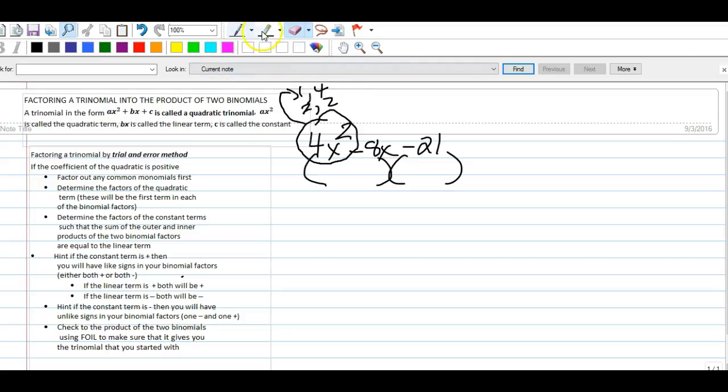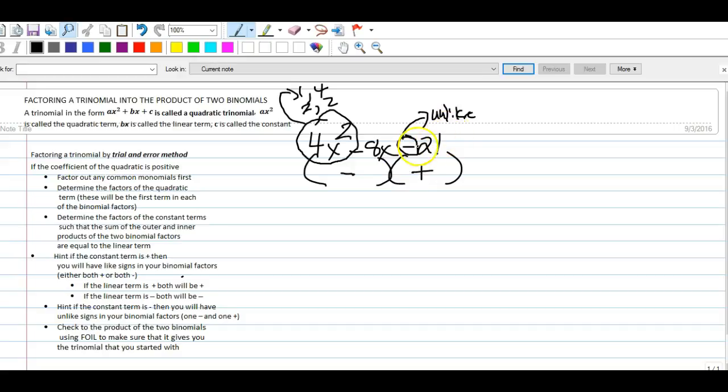Now, I also need to look at my constant term here, and the first thing I'm going to note is that the sign that precedes my constant term is a minus. So that means that I'm going to have unlike signs that separate the terms of my two binomial factors. Remember, if the sign that precedes the constant term is minus, then you'll have unlike signs in your two binomial factors. One will be minus and one will be plus.